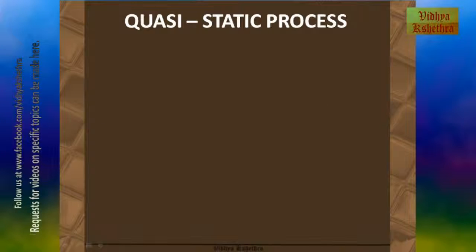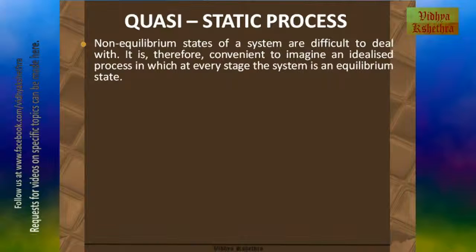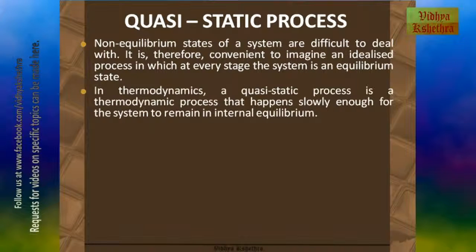Now, quasi-static process. As we have already seen, non-equilibrium states of a system are difficult to deal with. It is therefore convenient to imagine an idealized process in which at every stage the system is in an equilibrium state. So in thermodynamics, a quasi-static process is a thermodynamic process that happens slowly enough for the system to remain in internal equilibrium.